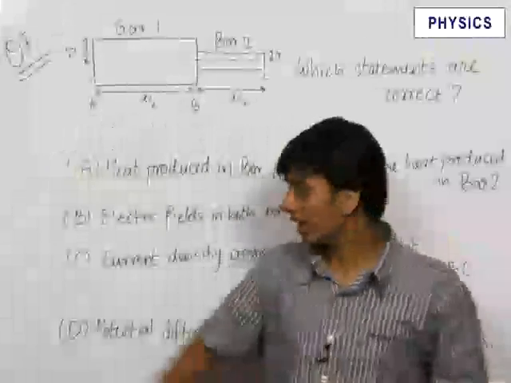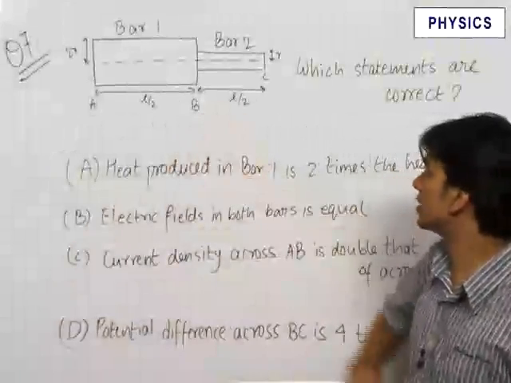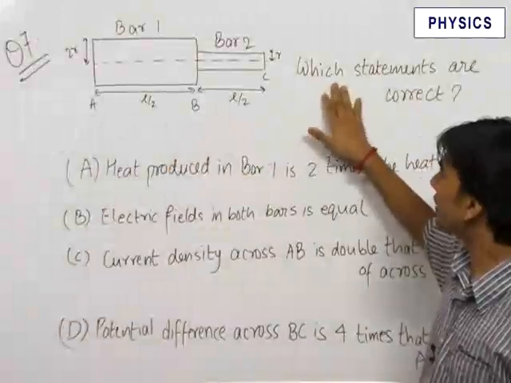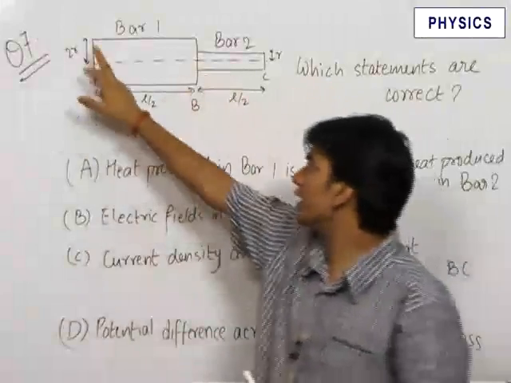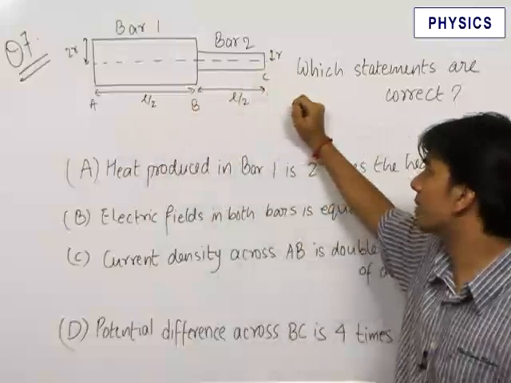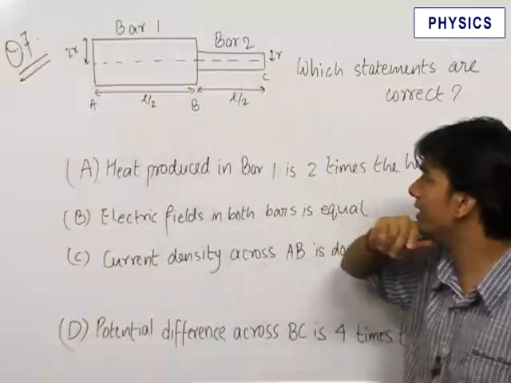The seventh question that we have is again an interesting question which appeared in JEE some time back. We have to find out which statements are correct. We have two bars of the same material. The radius of this bar is 2r and the radius of this bar is r. They both have the same length.